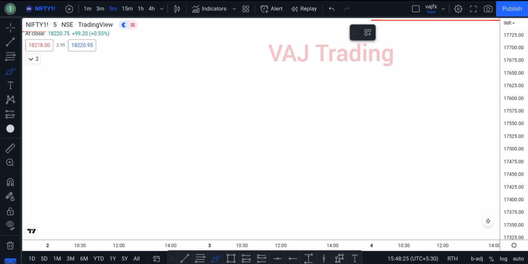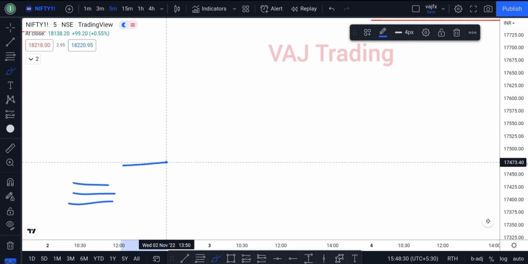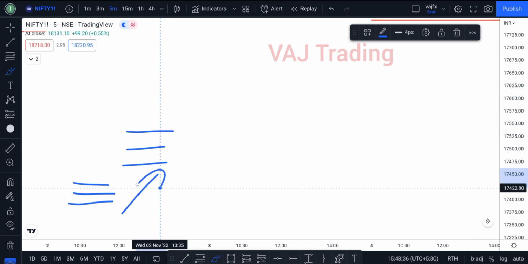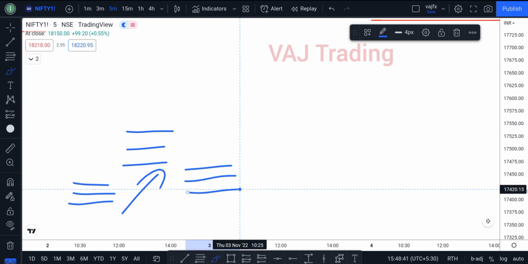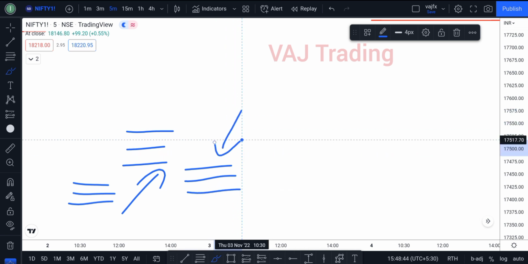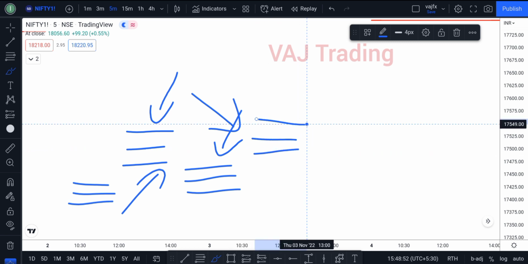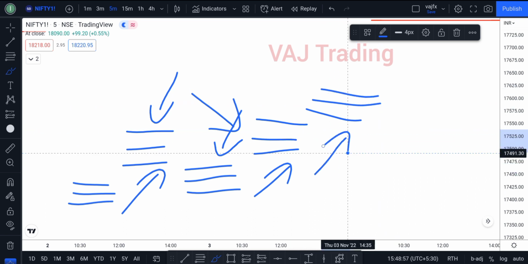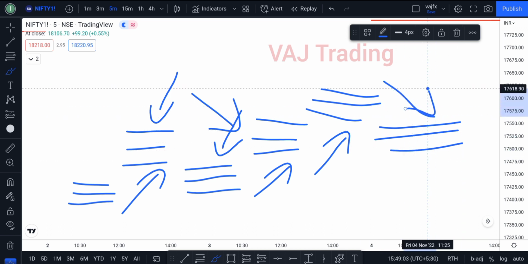If one day's CPR is above the previous day's CPR, then it's known as ascending CPR. See, this is an ascending CPR, and on the very next day, if this CPR level is below this CPR level, this is a descending CPR. Then the next day this happened, this is an ascending CPR. Next day this happened, this is an ascending CPR, and the next day, if the move is like this, then this is a descending CPR.